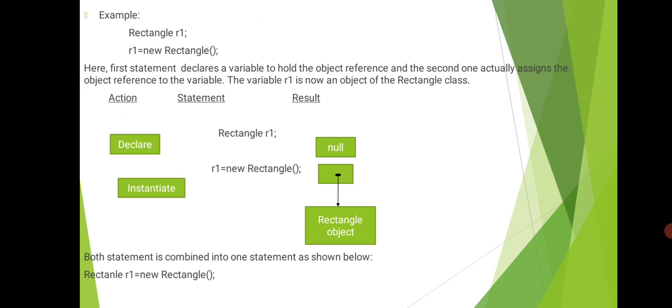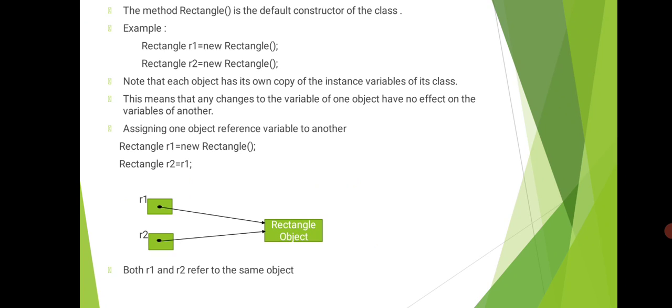Next is instantiate, that is using the new operator you are creating R1. At that time it is pointing to a Rectangle object. Then that statement creates the memory for the data members. The data members get memory allocation at this time, in the second statement. Both the statements can be written in a single statement, that is Rectangle R1 is equal to new Rectangle, right? So this is the creation of an object.